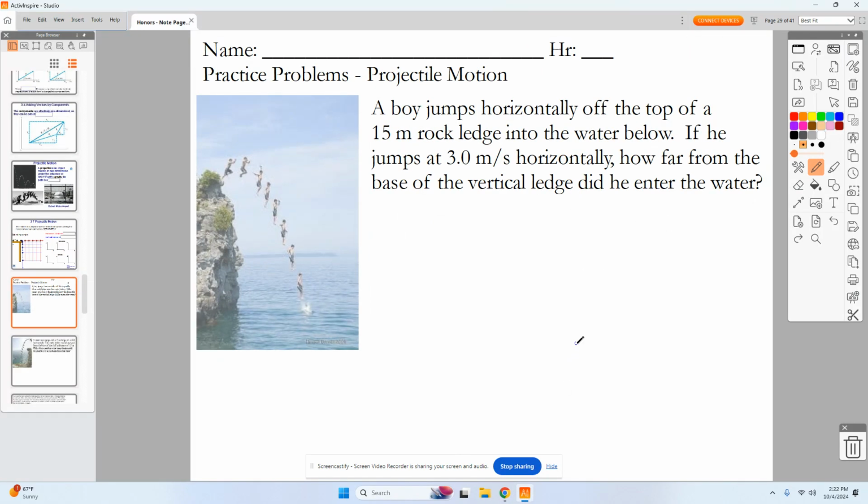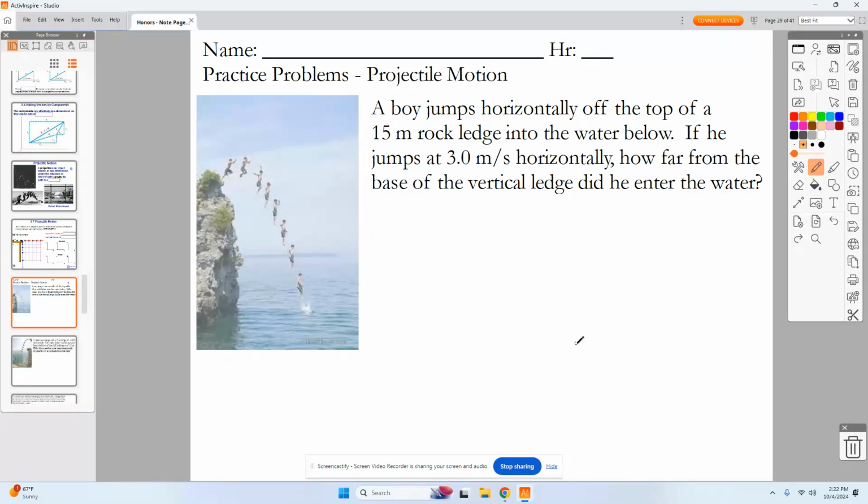All right, so folks, practice problems for projectile motion. You notice this boy that is jumping off the rock ledge. Can you tell by looking at the diagram that he jumps mostly horizontal? Okay, so the horizontal motion is a constant kind of motion. The vertical motion is definitely accelerated.